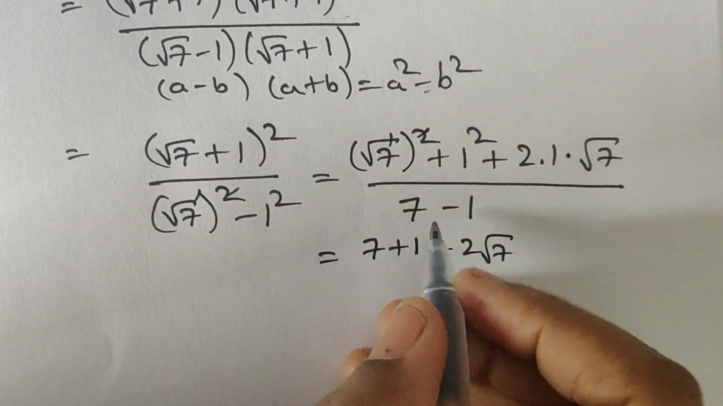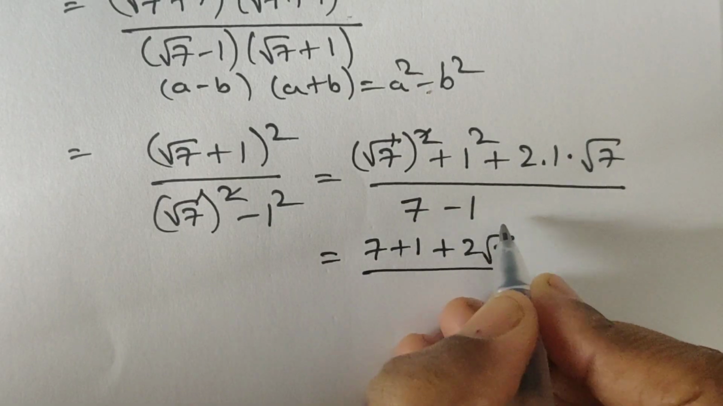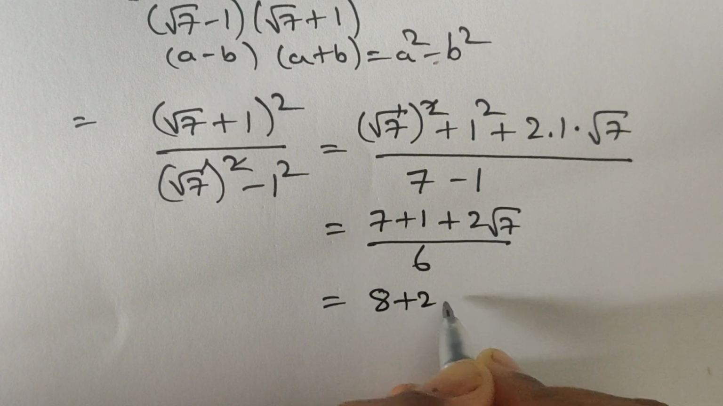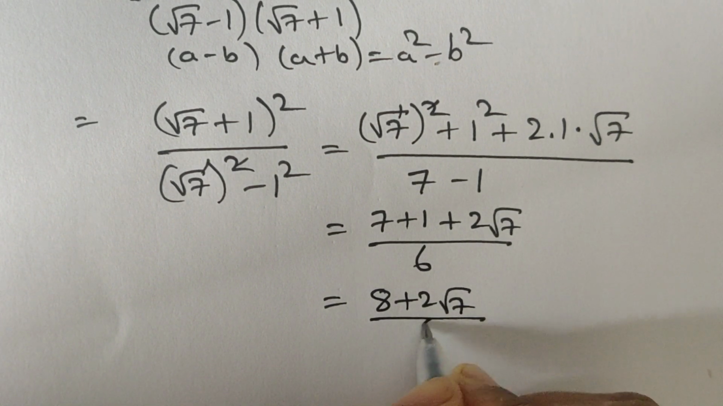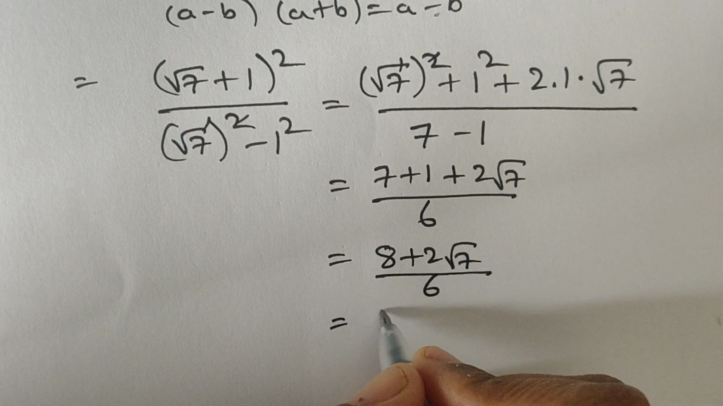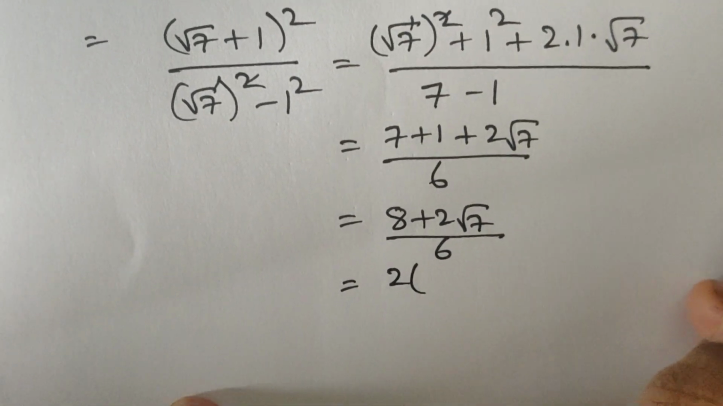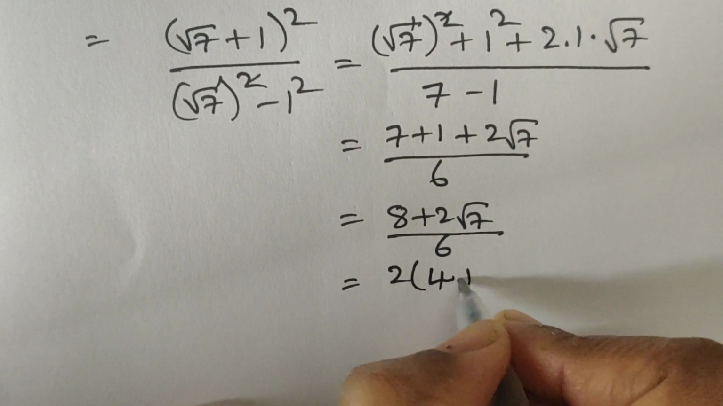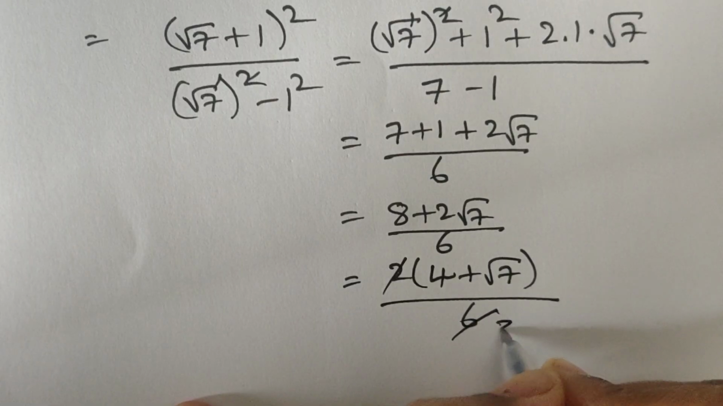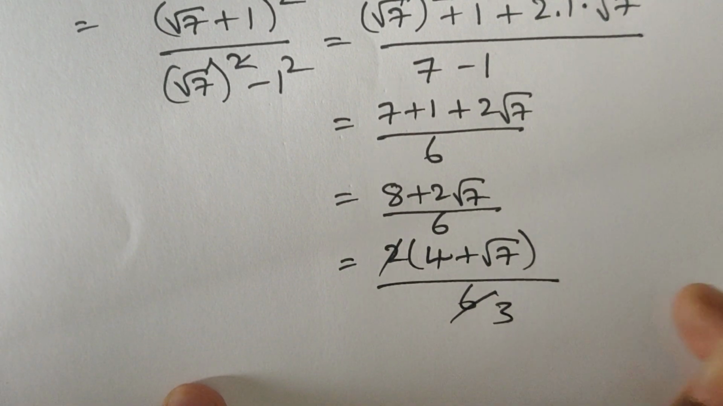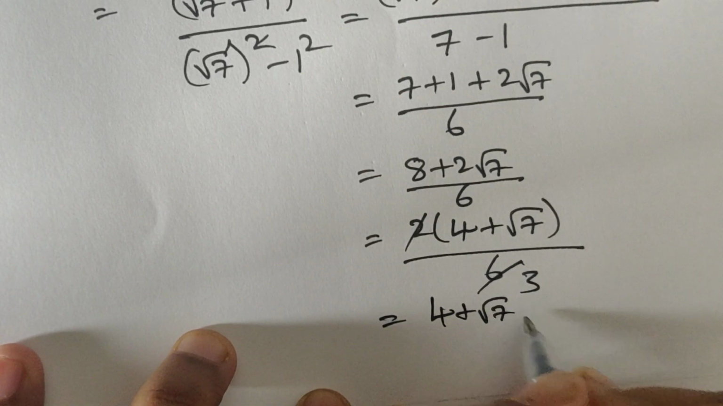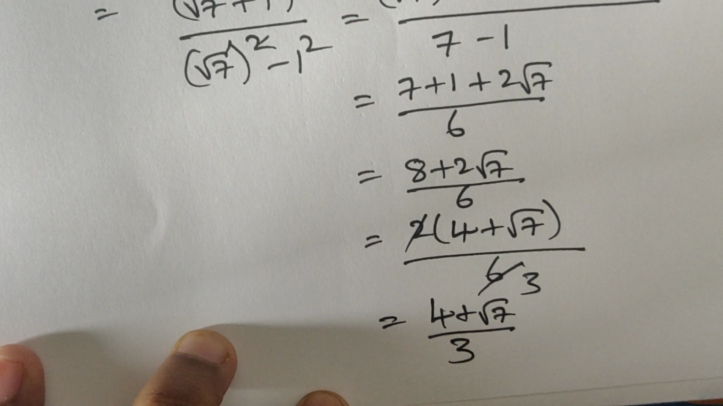So now divided by 7 − 1, which is equal to 6. So 7 + 1 is equal to 8, plus 2√7, divided by 6. So in these two terms we have a common factor, that is 2. So we are taking out 2 as a common factor. So (4 + √7) / 6. So 2 times 3 is equal to 6. So the answer is (4 + √7) / 3.